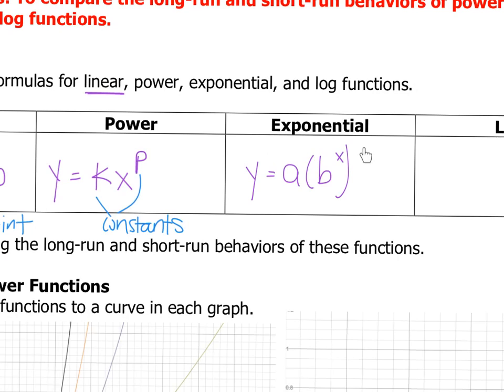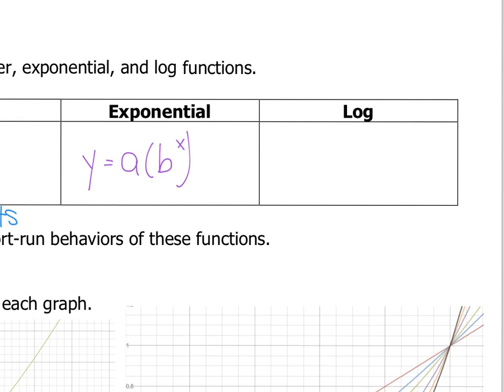In an exponential function, your exponent is the variable, whereas in a power function, your exponent is some numeric value. They both have some sort of coefficient, some sort of base, but really notice the difference. Power function, your base is x; here x is the exponent. And then finally, our log function in general is just y equals log of x.